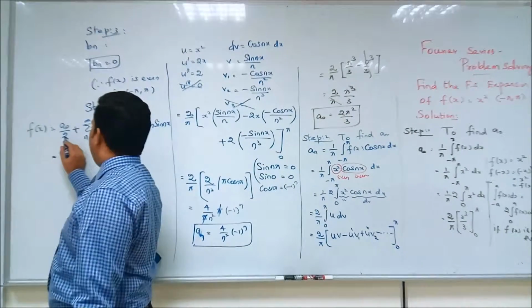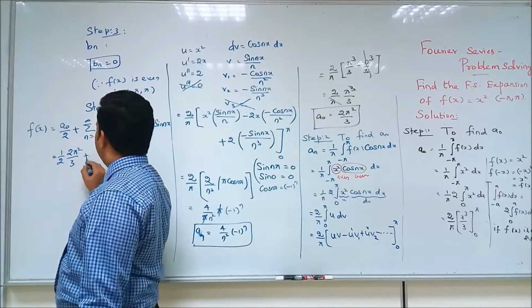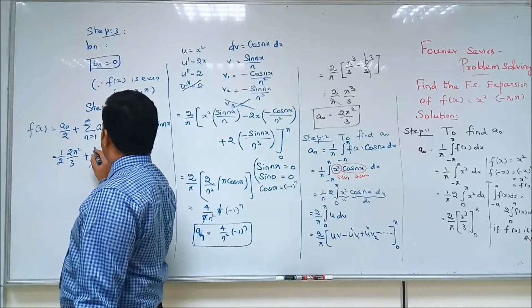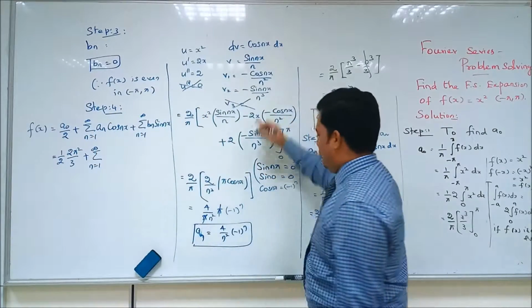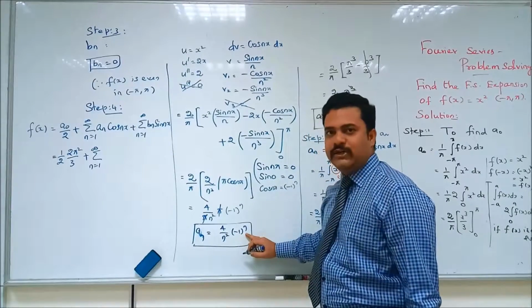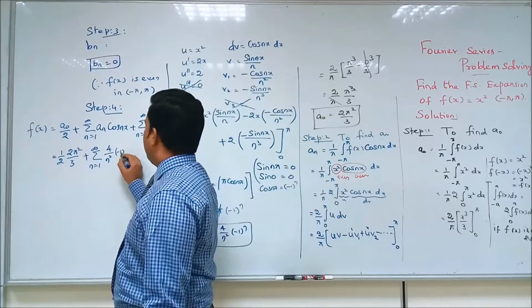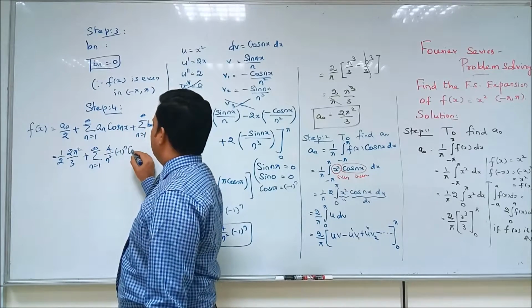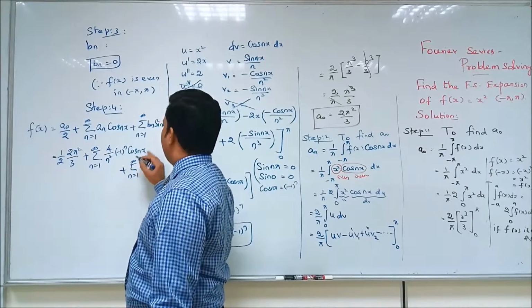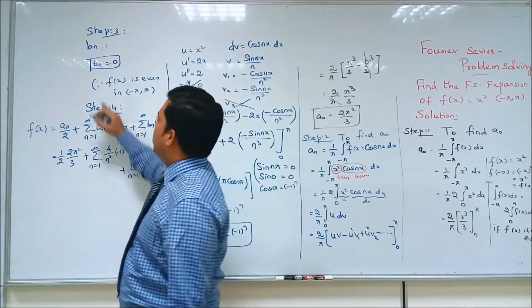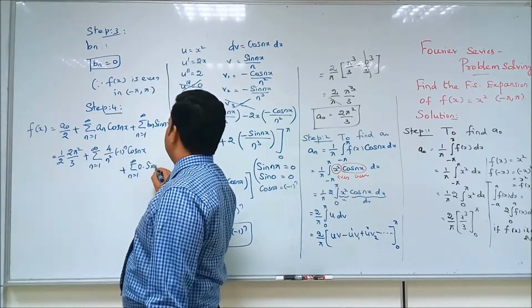So this is always divided by 2, so it is 2 pi square divided by 3 plus summation n equal to 1 to infinity the value of an. The value of an is 4 by n power 2 into minus 1 to the power n. So this is 4 by n power 2 into minus 1 to the power n into cosine nx plus summation n equal to 1 to infinity the value of bn. The value of bn is 0. So this is 0 into sine nx.